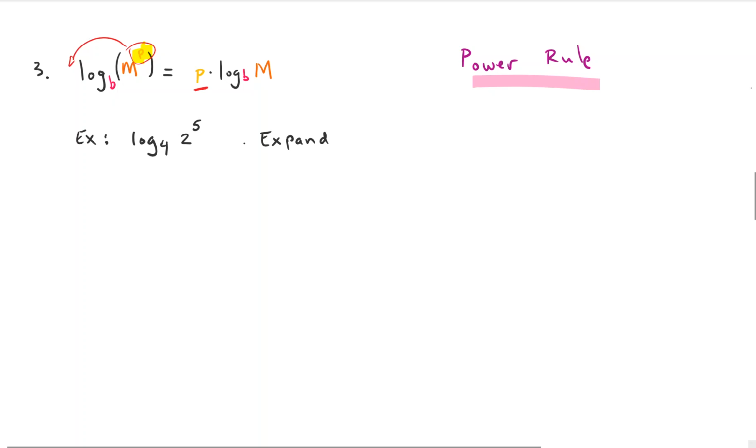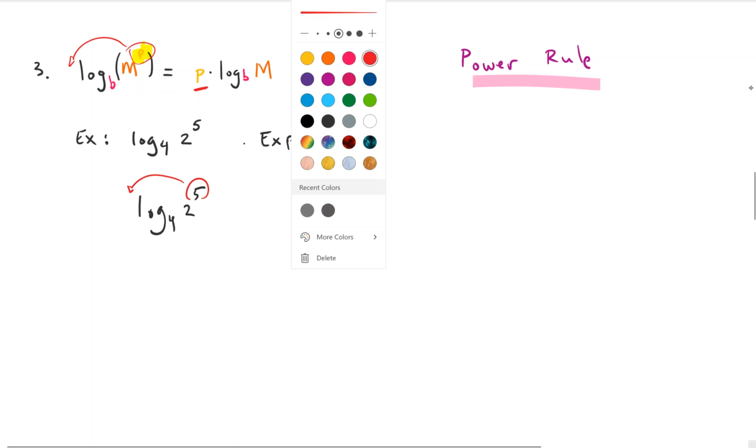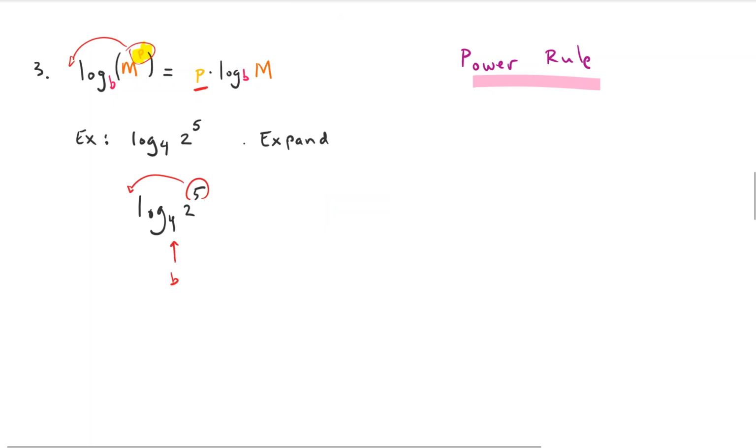So log base 4 of 2 to the 5th power, the rule says that we can take this and bring it out. I guess I should identify each of the parts, right? Before I do that. So there's the b, where's the m, and I forgot the p. There's the p. So the p, which is the power, can come out front. That gives us 5 times log base 4 of 2.